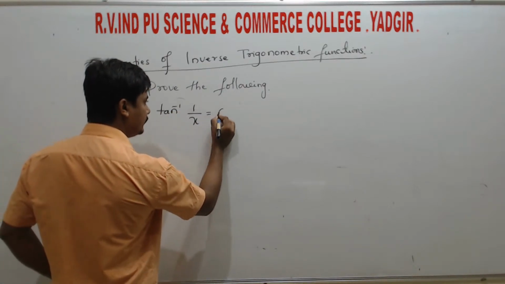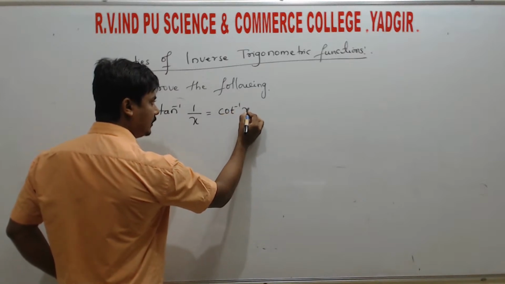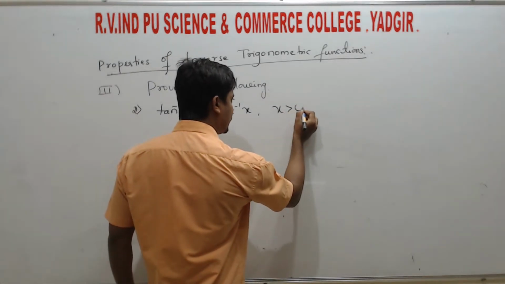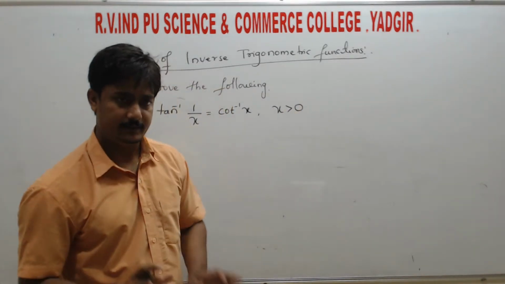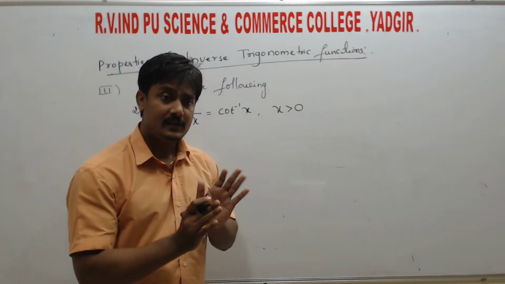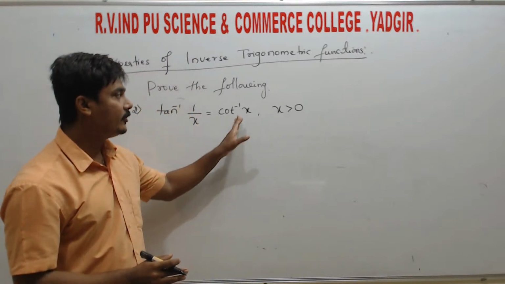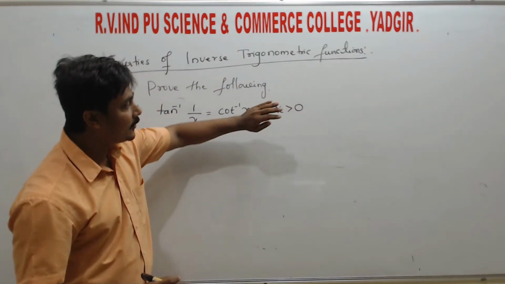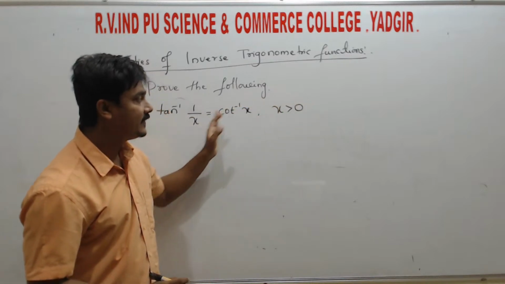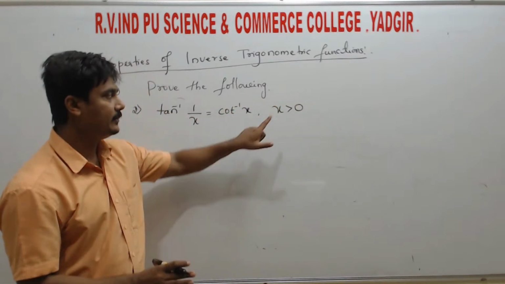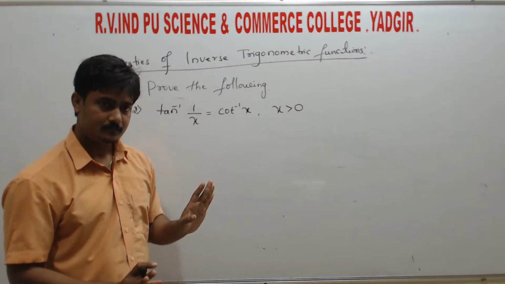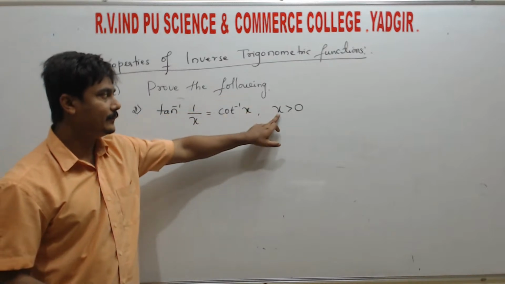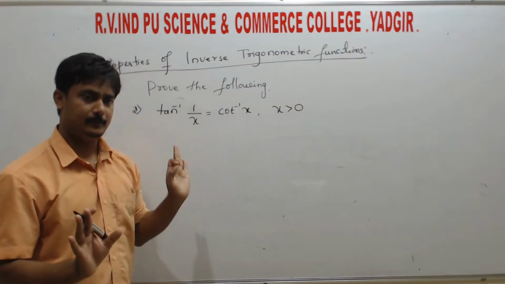Tan inverse of 1 by x equal to cot inverse x. This result holds good if x is greater than 0. Each of the results associated with inverse trigonometric functions holds good for some values of x. In detail, we are not going to discuss for what values of x this result is going to hold good. Just we need to remember. Is that clear, dear students? So this result holds good for x values greater than 0.